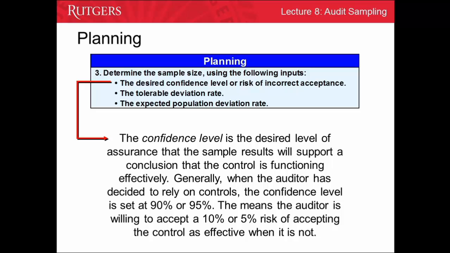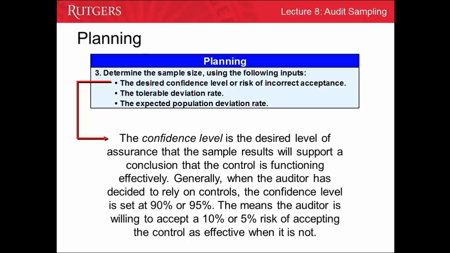So then let's go to each of the determinants of the sample size. First is the designed confidence level. In setting the designed confidence level and the acceptable level of risk, the auditor considers the significance of the account and the importance of the assertion on which the control provides assurance, as well as the degree of reliance to be placed on the control.